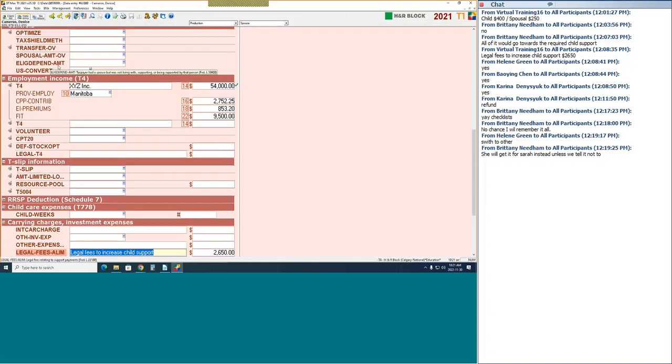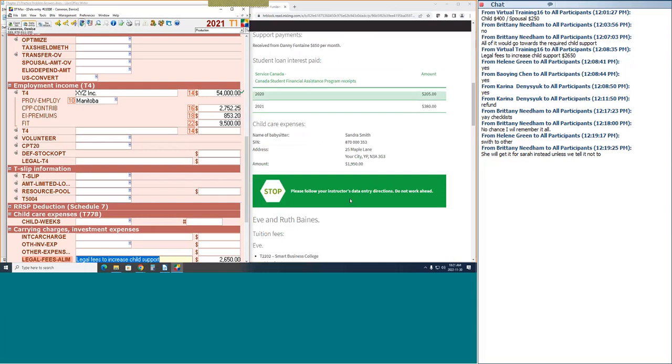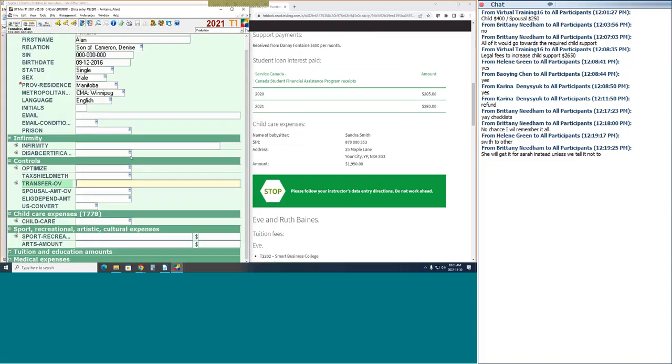Okay, so we have talked about support. We've talked about legal fees. We've talked about elder dependents. I want to talk about childcare next. So here we're going to go back into our case, and we're going to notice that we have some childcare from Sandra Smith, the babysitter, and this childcare was paid on behalf of Alan. So this was childcare for Alan.